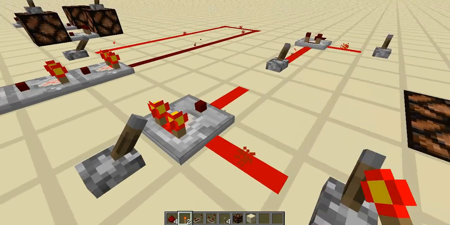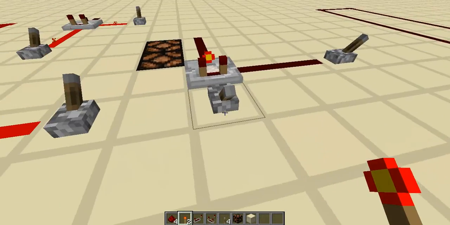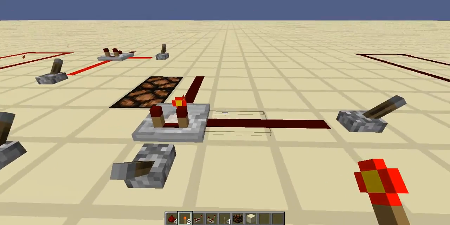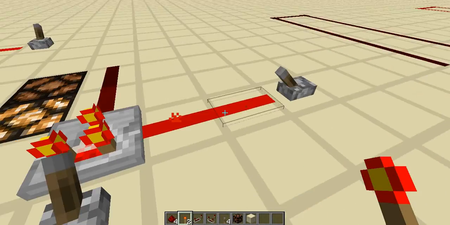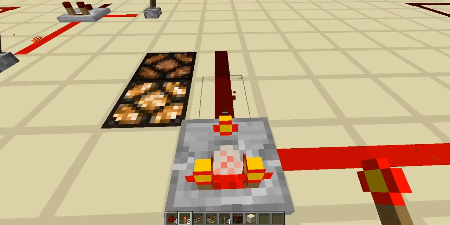Now, if you right-click the comparator, it will change into subtract mode, and it will subtract the 2 redstone currents. It'll take this redstone current minus this redstone current. So, as you can see, it's currently on, and then this will subtract about 14 signal strength, I think, from it, so it just has 1 left.